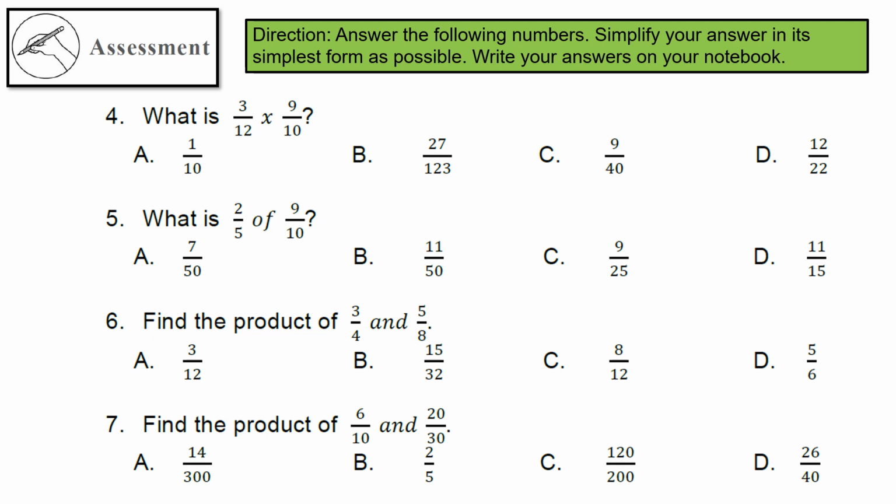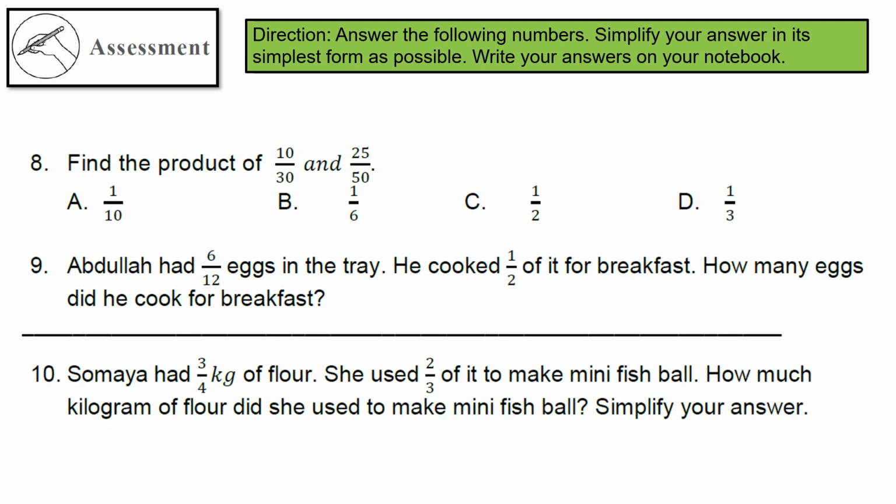Number 7. Find the product of 6/10 and 20/30. A. 14/300, B. 2/5, C. 120/200, or D. 26/40. For number 8, find the product of 10/30 and 25/50. A. 1/10, B. 1/6, C. 1/2, D. 1/3. Number 9, Abdullah had 6/12 eggs in the tray.